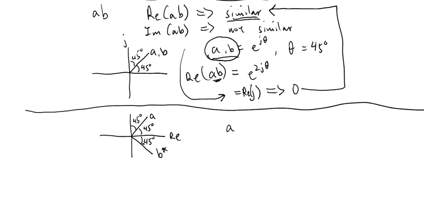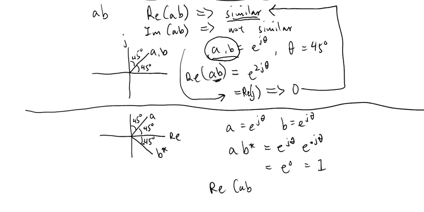In this case, a is equal to e to the j theta as before, b is also equal to e to the j theta, but instead of taking the straight product, we're going to take a times b conjugate. That ends up giving the desirable property of making the angle on b a minus sign. The result is going to be 1. So the real part of ab star is now 1, and the imaginary part of ab star is 0.